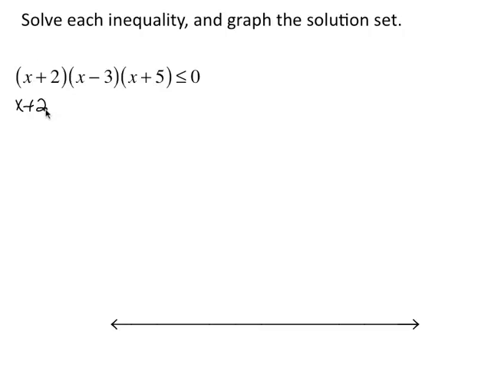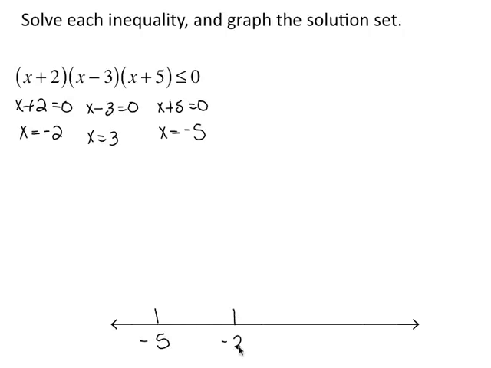So we have x plus 2 equal to 0, so x is equal to negative 2. X minus 3 equal to 0, so x is equal to 3. And x plus 5 equal to 0, so x is equal to negative 5. So what I need to do now is to graph negative 2, 3, and negative 5 on my number line. So we have negative 5, negative 2, and 3.